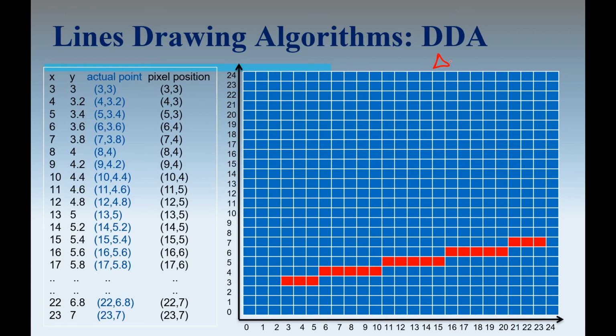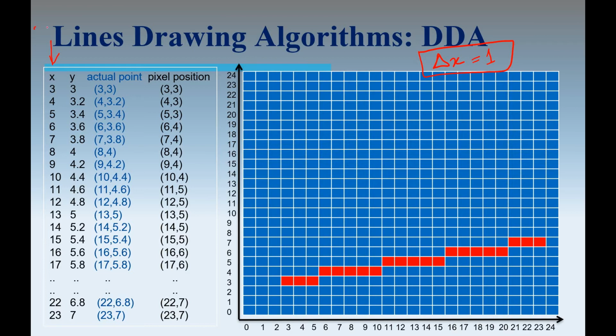As we can see, delta x is equal to 1. That means the change of the pixel on the x-axis should always be a unit step. That means here 3, 4, 5, 6. For every step it will take a unit step: 3, 4, 5, 6, 7, 8, 9, 10 and so on up till 23. So this particular x will be simply a unit step.